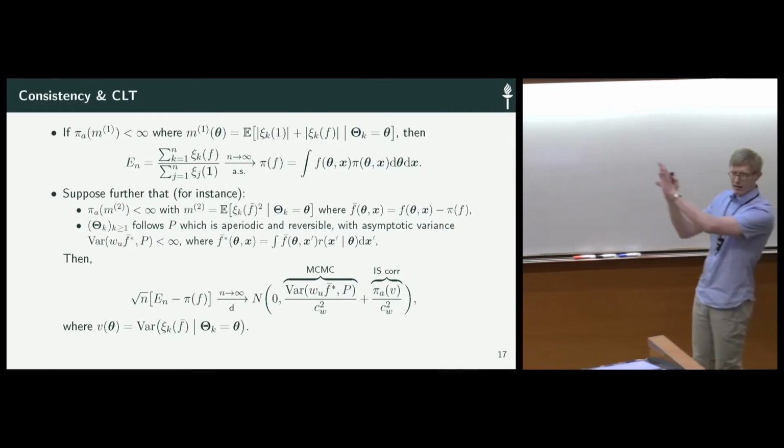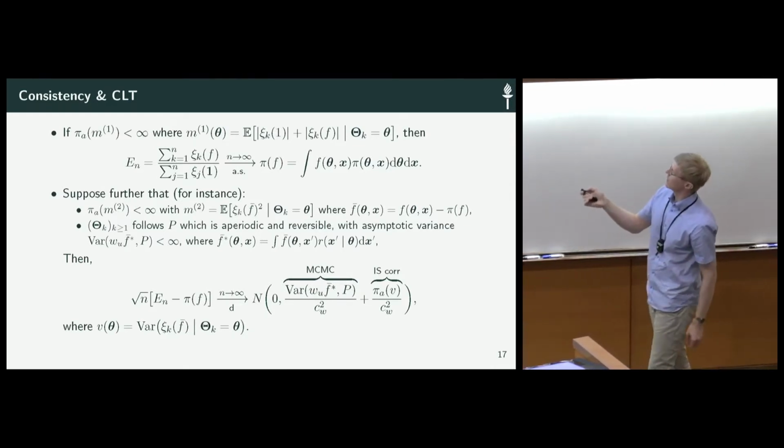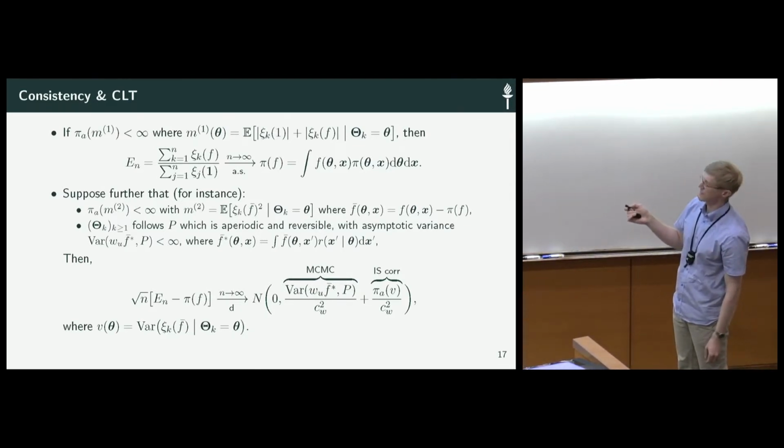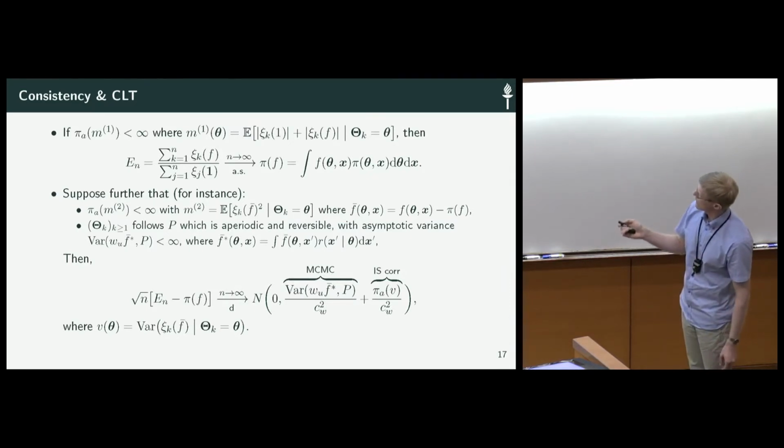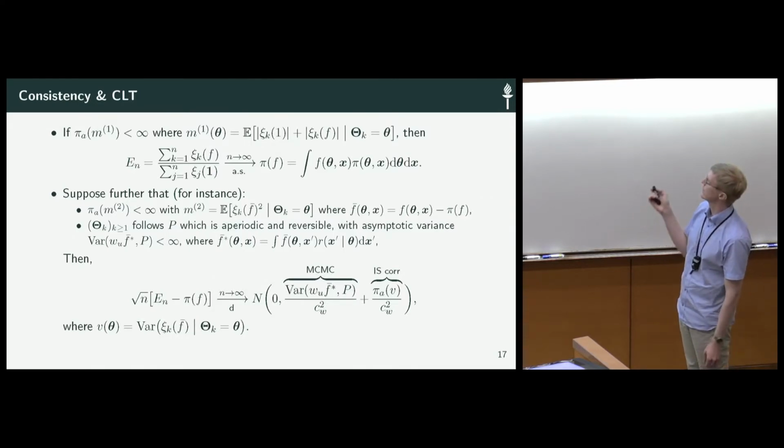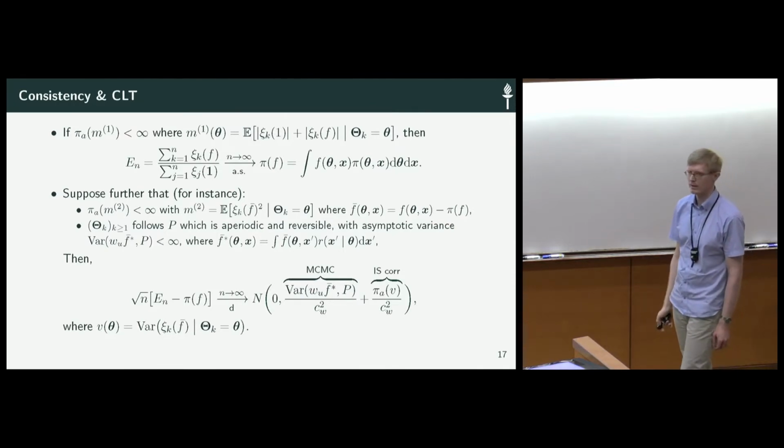And then for the other, I don't want you to dwell on the conditions; this is just an example set of conditions that gives you the CLT. You need a bit of second moment and a bit of mixing for the Markov chain. But basically, you do get the central limit theorem. If you centralize the estimator to where it converges and rescale by square root of n, the usual stuff, you get convergence in distribution to a normal.